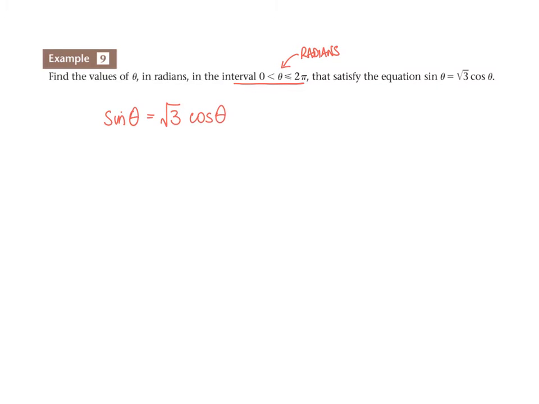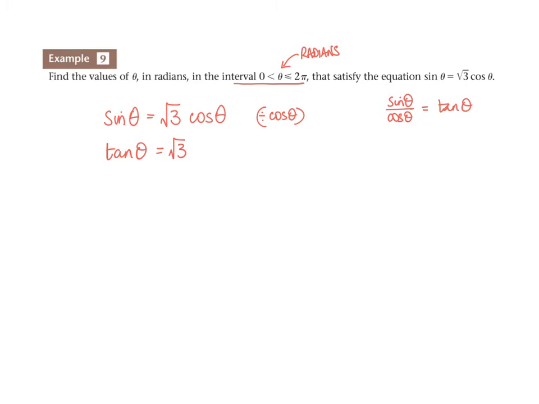We're going to have to use one of our identities, and we're going to use sine theta divided by cos theta is equal to tan theta, because we can't solve it as it stands just now. So if we divide everything through by cos theta, which we're allowed to do, it turns this one into tan theta is equal to root 3.